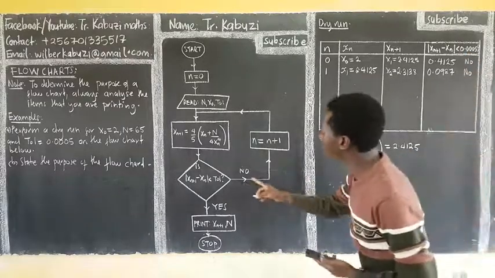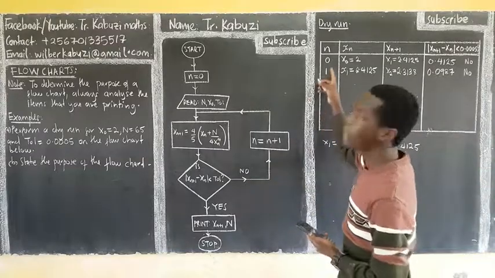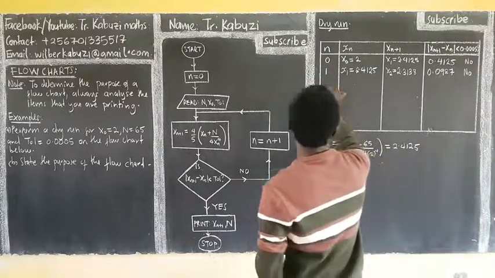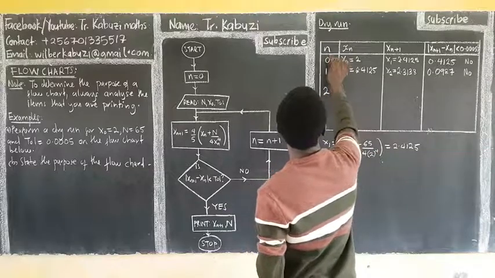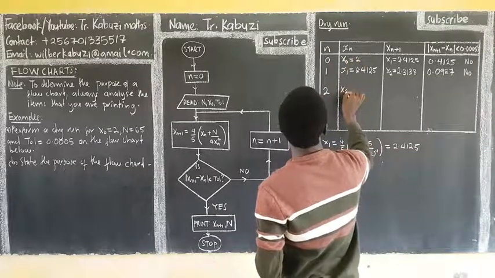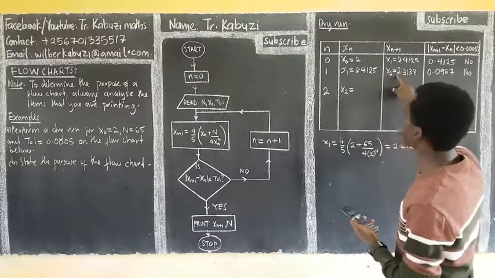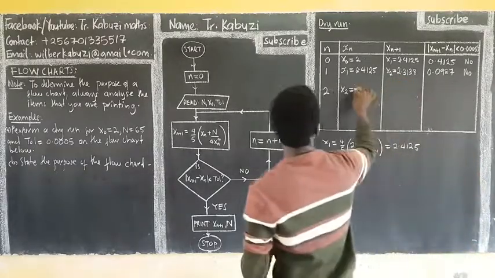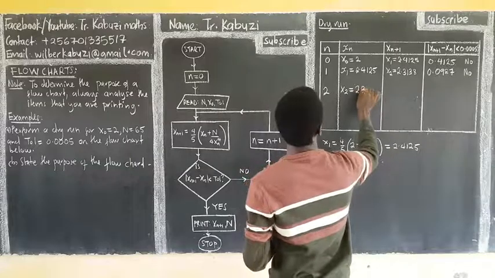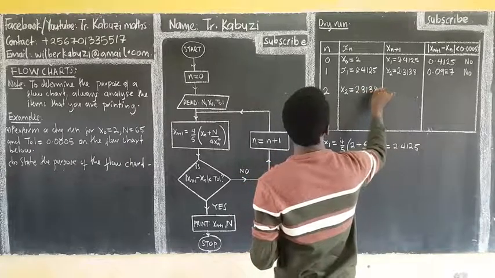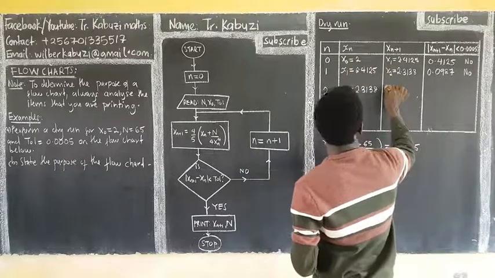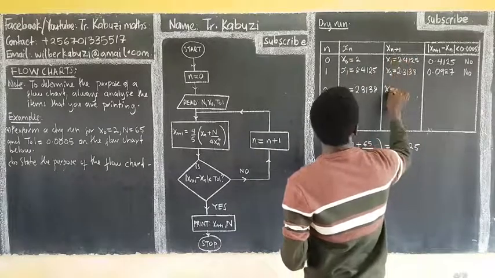If the answer is no, go back now to the previous n, you add a 1. So I'll be adding now here 2. Now when I put here 2, I'll be getting x2. Now, when I get x2, it's going to be using this previous value, 2.3138. When I put here 2, I get now 2 plus 1, which would be 3.